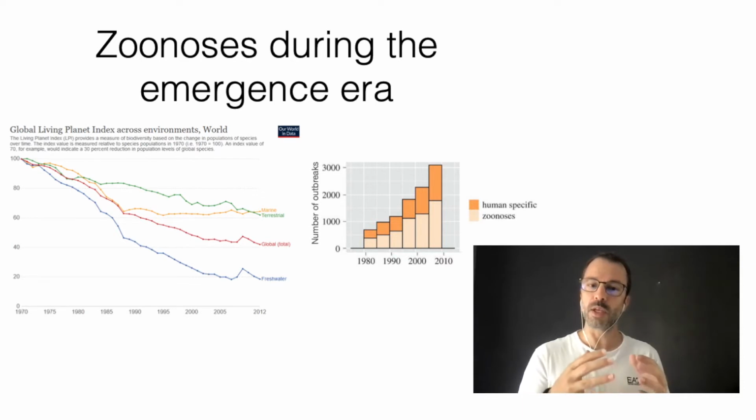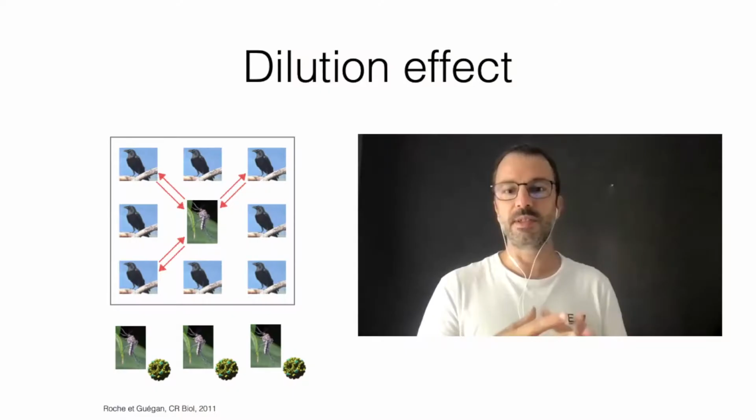Actually, when we look at when zoonoses have started to emerge, we're seeing that this is also when the biodiversity decrease has sped up a lot. So definitely it looks like we have a correlation between biodiversity decrease and emergence of zoonoses. But when we study this link, we can understand that it's much more than just a correlation. Indeed, one of the potential explanations is what we call the dilution effect.